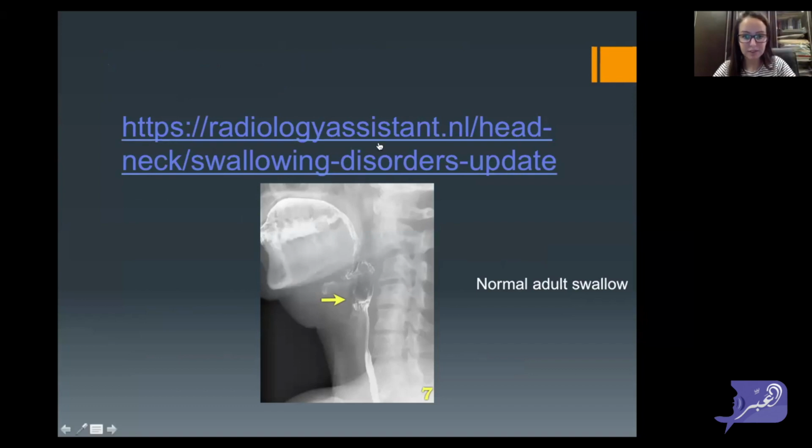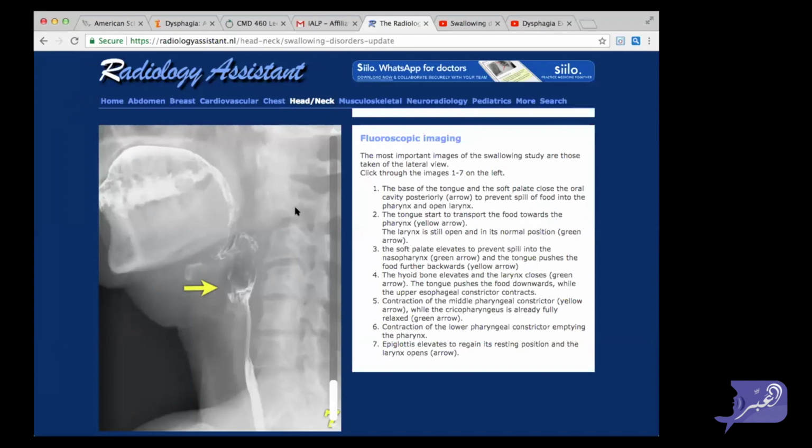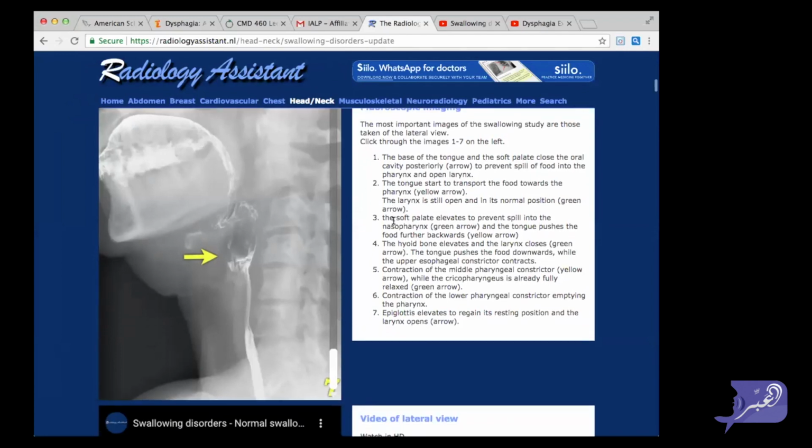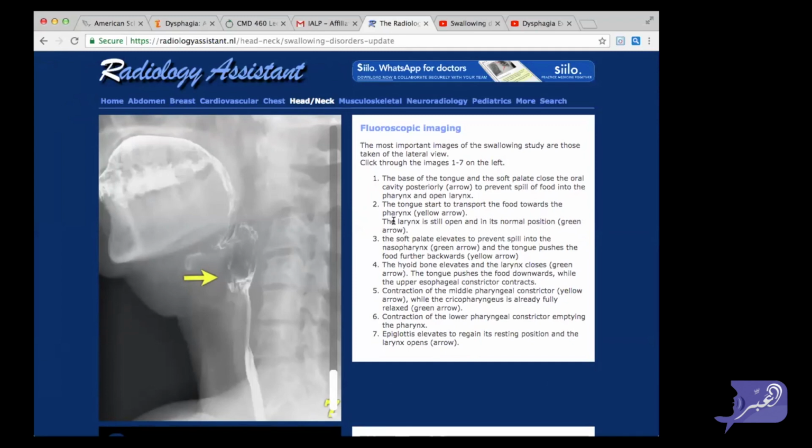Okay, I wanted to show you a couple of videos. This is a nice website that I would highly recommend that you go to. It's called Radiology Assistant. It has a bunch of images that describe different things. This is a nice head and neck view, a fluoroscopy that's done to assess swallowing. This, just to keep in mind, is a normal swallow.